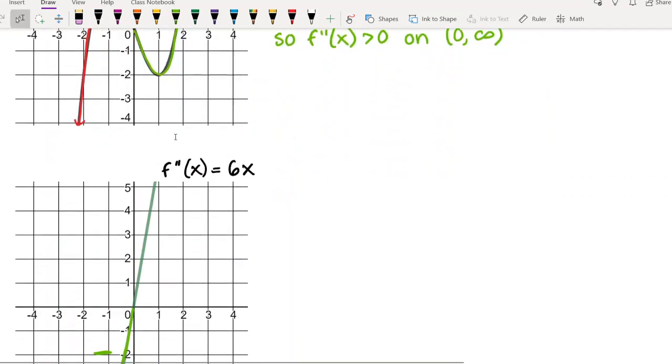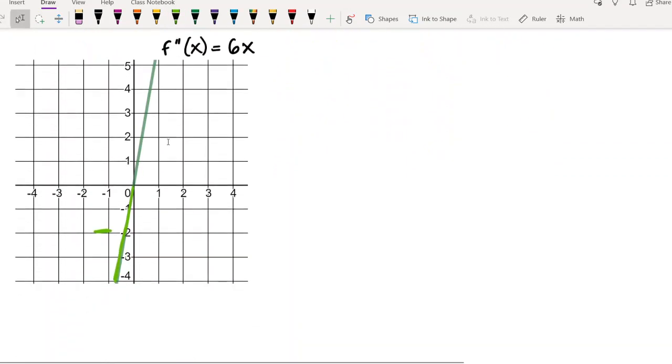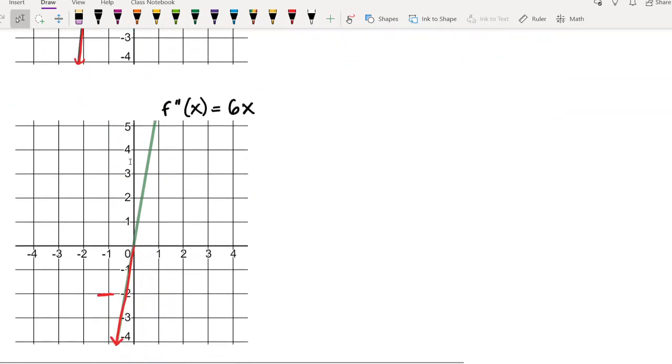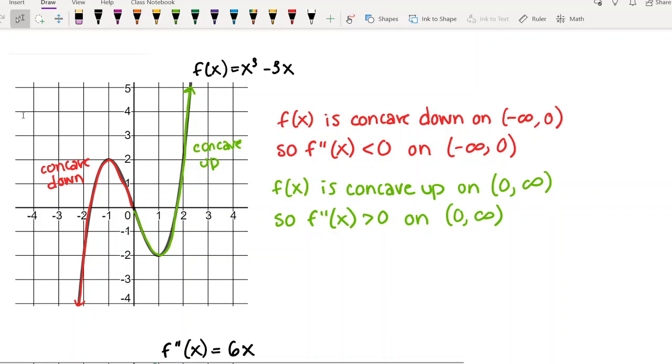And so that corresponds to the fact that the, oops, I got mixed up with my colors. Let me change that to be consistent. So the first part of the graph is negative, right? It's below the x-axis. And so that corresponds to the fact that the graph was concave down. And then the right part of the graph from 0 onward, this is positive. It's above the x-axis, and that matches up with the fact that the original function was concave up.